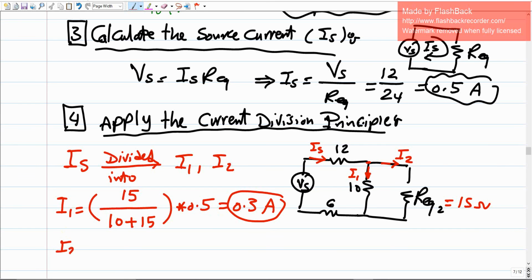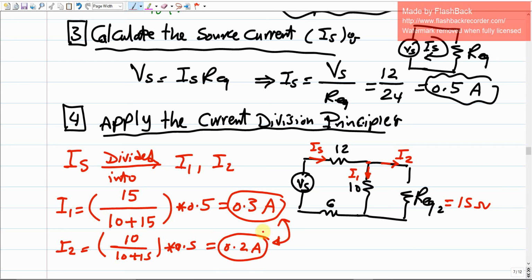But how about I2? I2 should be the current over the R equivalent 2. So it's gonna be the other resistance, which is 10, divided by the sum of the two resistances, which is 10 plus 15, times the overall current, which is 0.5. If you did the calculation, we're gonna end up with 0.2. And as you can see, the sum of these two currents should equal 0.5. Why? Because if you apply Kirchhoff's current law, the sum should be the same. Agree? So this gives us I2. So we got I1 and I2.